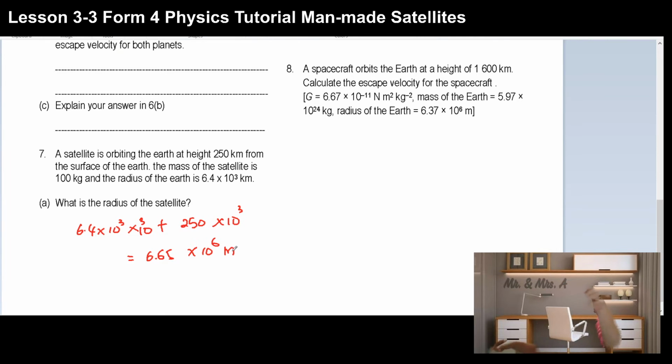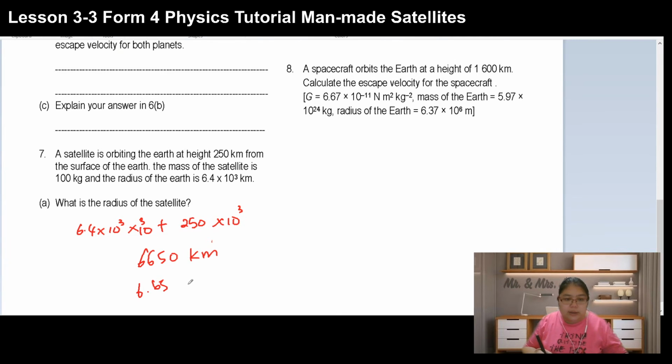This is what I want to show you. You can change it to kilometer also. Straightforward, you take 6.4 times 10 to the power of 3 plus 250. So your answer in kilometer is 6650 kilometer, or 6650 times 10 to the power of 3. Then it should be okay. So this one also is the answer. Either you write 6.65 times 10 to the power of 6 meter, also can. That should be the answer.